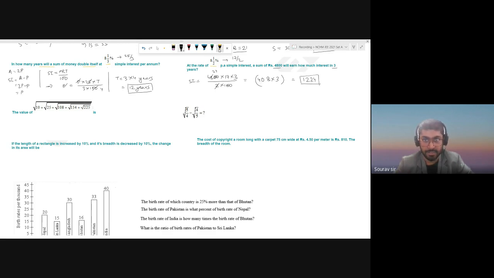Okay, now this part, this is an onion type sum. So root 225 is 15, right? So this section will be 154 plus 15, which is 169. Now the root over that is 13, right? So this bigger section will be 108 plus 13, which is 121. Now square root over that is 11.